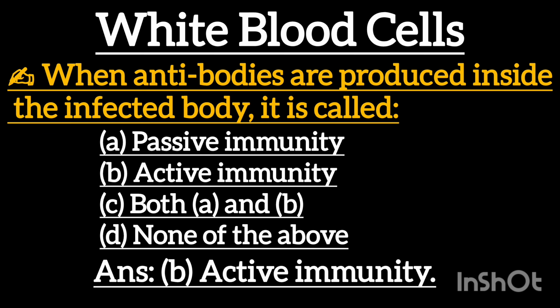Next one: when antibodies are produced inside the infected body, it is called? Option A, passive immunity. Option B, active immunity. Option C, both A and B. Option D, none of the above. Correct answer is option B, active immunity.